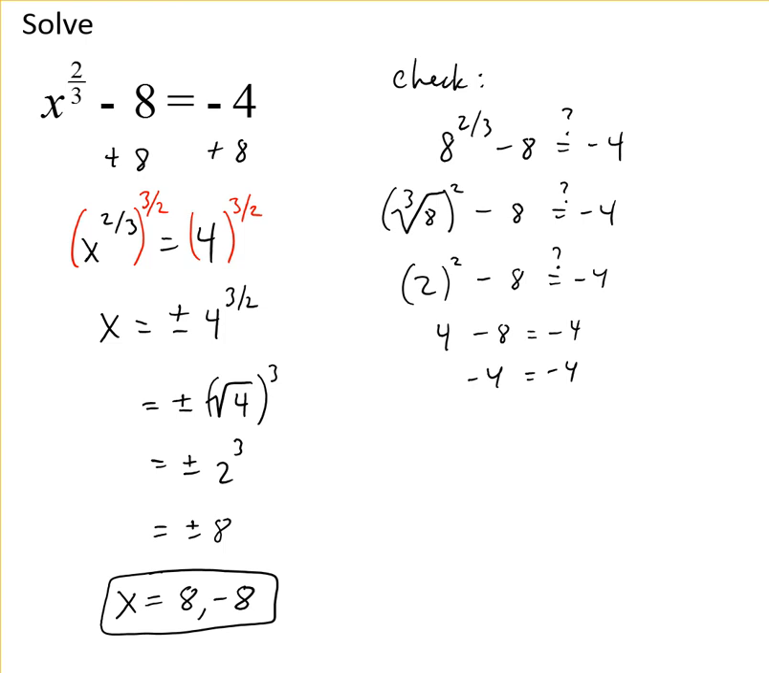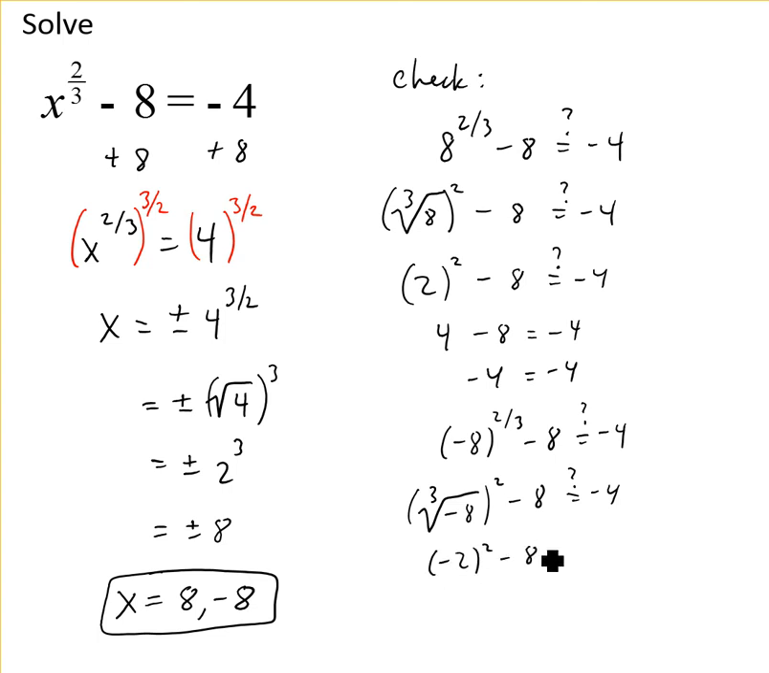Now we go ahead and plug a negative 8 in for x. Again, we'll start by writing that as a radical, so that's a cube root of negative 8 squared. Now we're checking to see if this one works as well. So a cube root of negative 8 is negative 2. But when we square that, we're going to get positive 4.